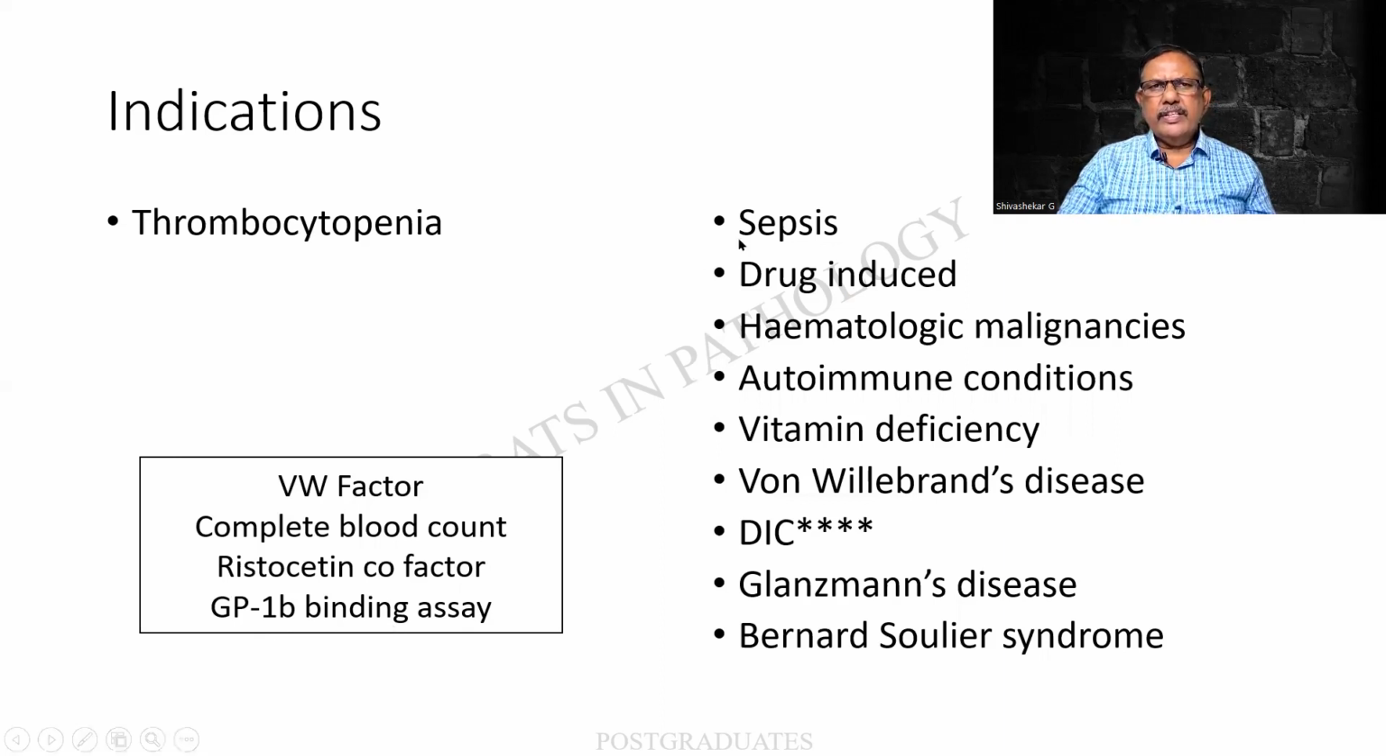And there are various conditions where there can be bleeding: sepsis, maybe directly or because of the induction of disseminated intravascular coagulation, drug-induced, hematological malignancies, autoimmune conditions. Antiphospholipid antibody itself is an autoimmune disorder. Vitamin deficiency, von Willebrand's disease, DIC, Glanzmann's, Bernard-Soulier, so on and so forth. We shall try to touch upon these if time permits later.